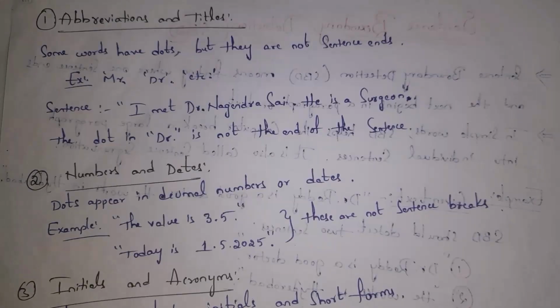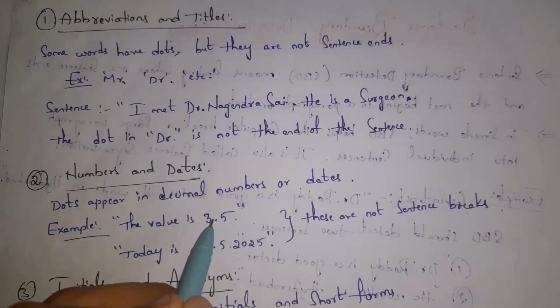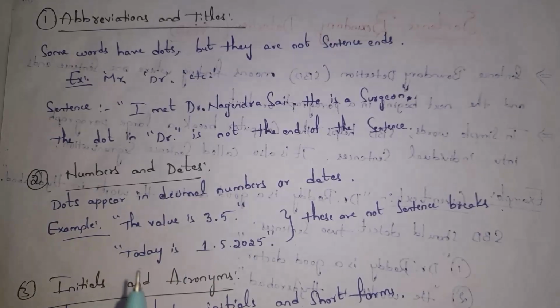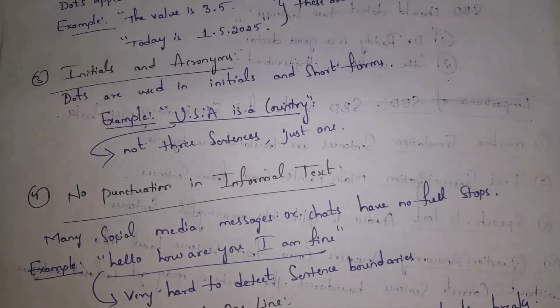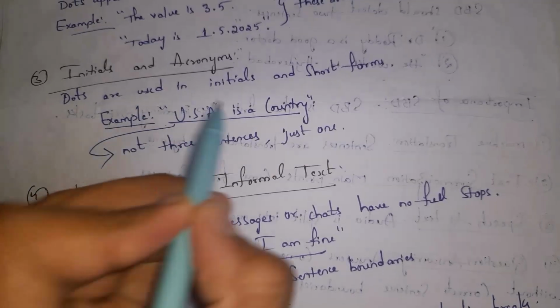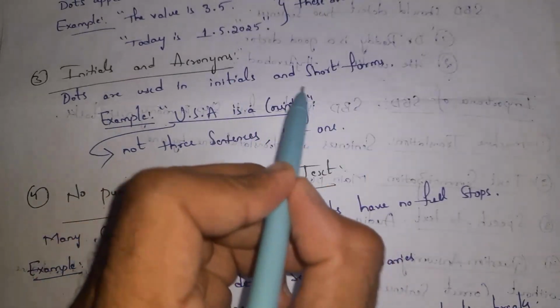And the second one is numbers and dates. For example, in this sentence, "The value is 3.5." The NLP model must not create boundaries at decimal numbers or dates. This dot is not the end of the sentence. If the model creates boundaries at dates, it will give wrong output. And the third one is short forms. Let's say there is a sentence, "USA is a country." So at short forms, the NLP model must not create boundaries. So USA, these are not sentences. This entire sentence is one single sentence.